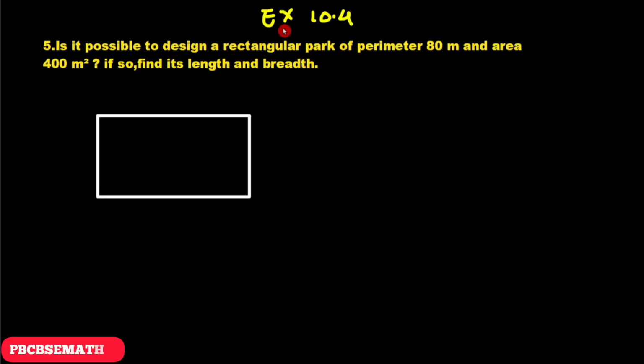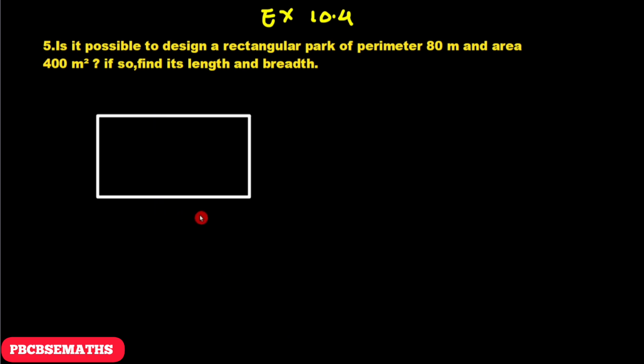Today in this video, we are going to solve exercise 10.4, fifth main question. In the fifth main question, we have: is it possible to design a rectangular park of perimeter 80 meters and area 400 meters square? If so, find its length and breadth. So, we need to check whether it is possible to draw a rectangular park of perimeter 80 meters and area 400 meters square. So let's try to find out its length and breadth if it is possible.